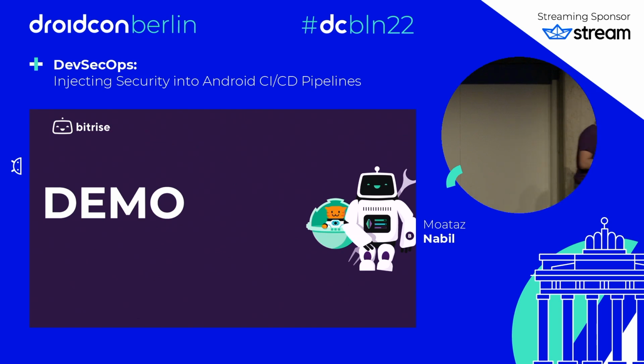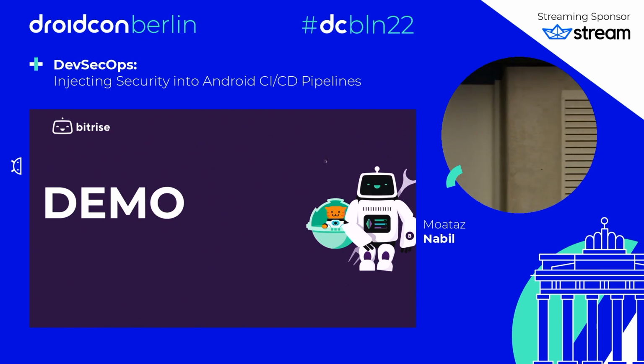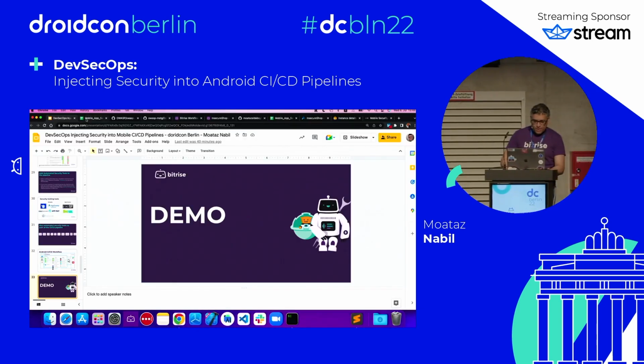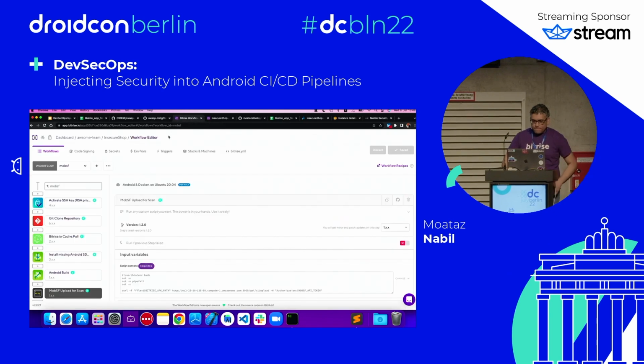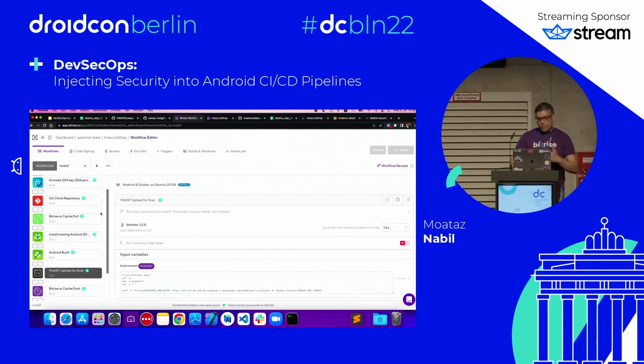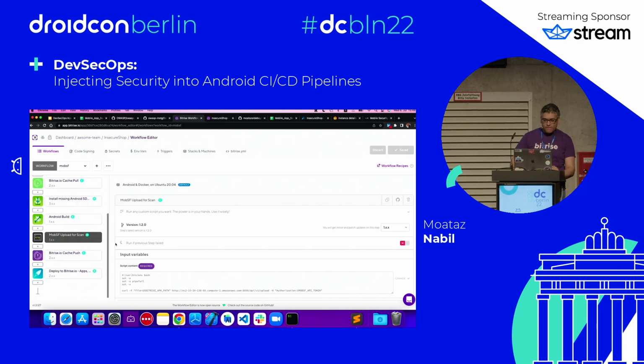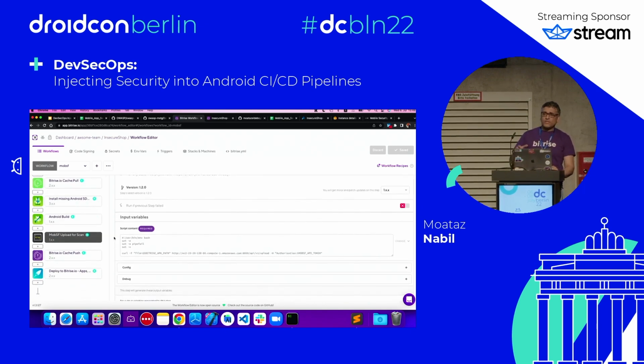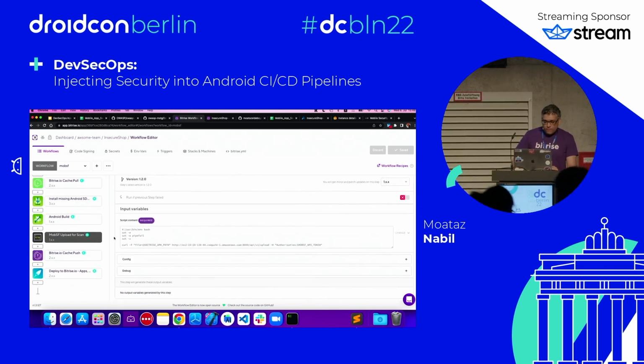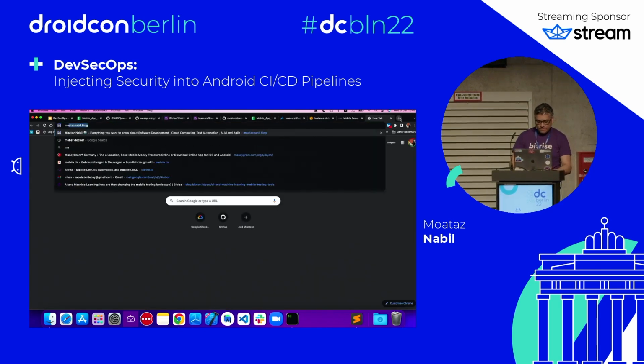So now let's have a quick demo about how we can integrate it into our CI/CD pipeline. So now this is the workflow. You have a visual UI, and here we have tools. So let's start with the open source tool, for example, MobSF, a mobile security scan.